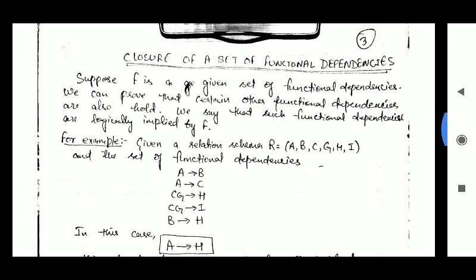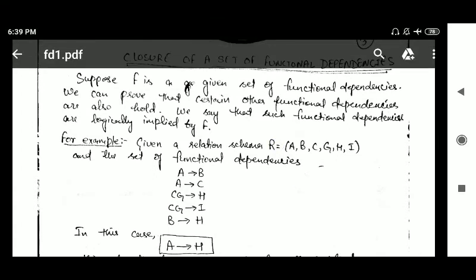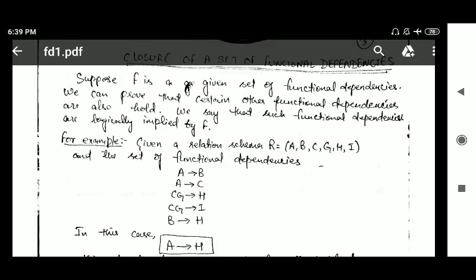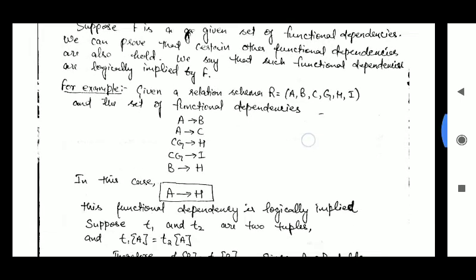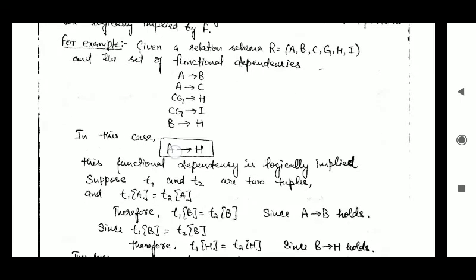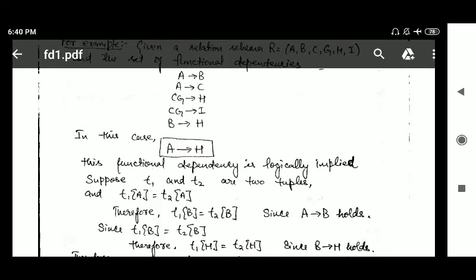Suppose a relation schema R is given to us and it has attributes A, B, C, G, H, and I. Along with this relation schema R, a set of functional dependencies is also given to us. That set has these dependencies: A implies B, A implies C, CG implies H, CG implies I, and B implies H. Now, in this case, the functional dependency A implies H is logically implied. Now I will prove how this functional dependency A implies H is logically implied.